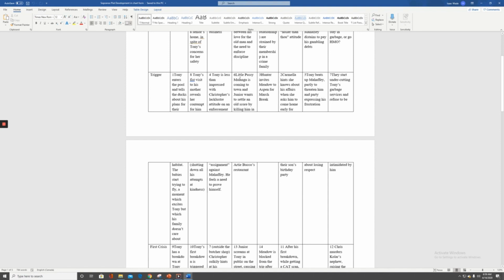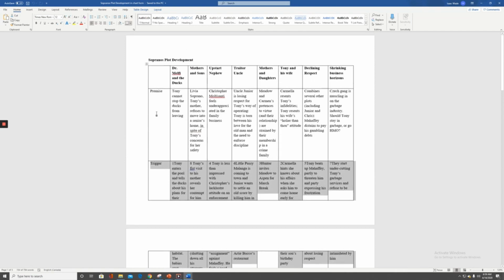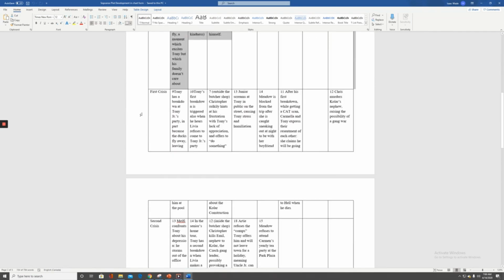In the sixth scene, Uncle Junior has announced that he wants to kill someone in Artie Bucco's restaurant. And then in the seventh scene, they talk about the Kohler brothers coming in to undercut Tony's garbage services. And then finally, the eighth scene, Tony visits his mother. All of these subplots are actually engaged in the first 8 scenes. It's a complicated process. And then in the next 7 or 8 scenes or so, each plot is revisited again.